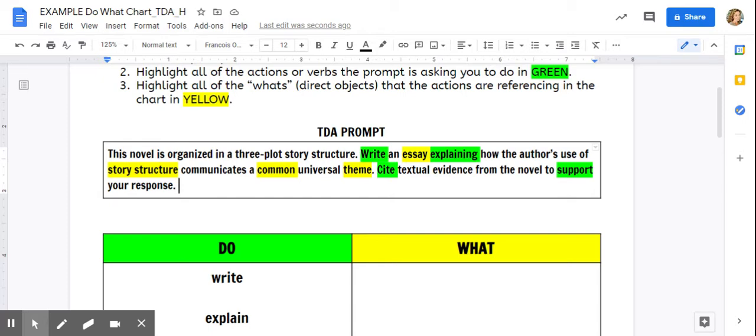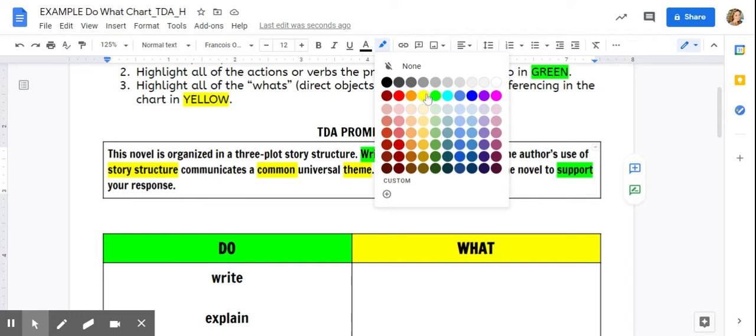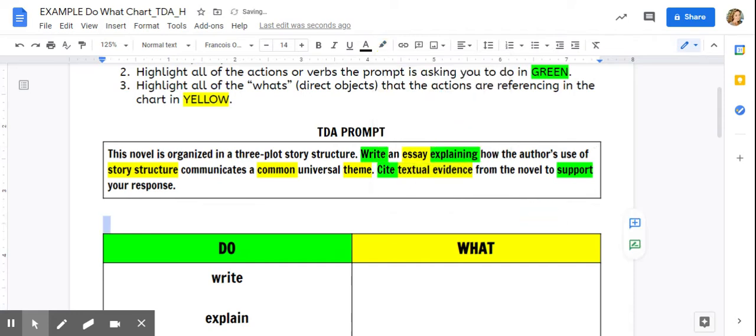Last sentence, the verb is cite. Cite what? You're probably thinking textual evidence. That's exactly right. That's what we're going to have to cite. So highlight textual evidence, yellow. And then the last verb is support. Support what? Your response. Okay. I'm just going to highlight the word response.